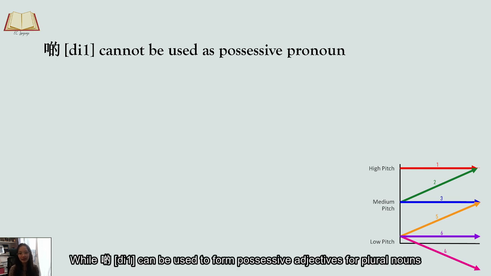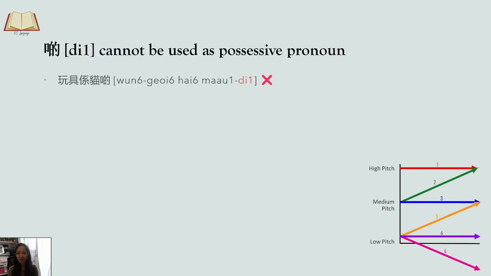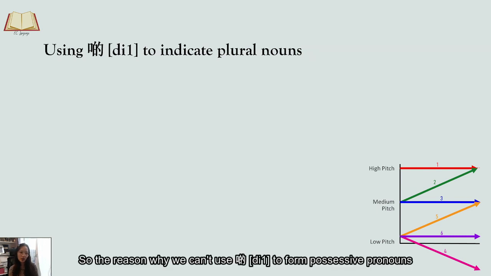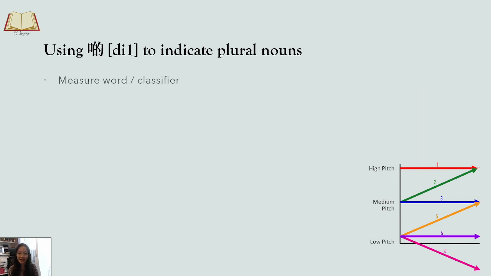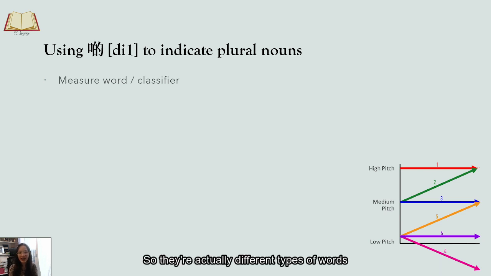So while di can be used to form possessive adjectives for plural nouns, di cannot be used to form possessive pronouns. So for example, you can't have this type of sentence: 玩具係貓啲. You can only use ge at the end of a clause like that. So 玩具係貓嘅. Now, why? The reason why we can't use di to form possessive pronouns is because di, unlike ge, is more of a measure word or a classifier. Ge, on the other hand, is more of a possessive particle. So they're actually different types of words. That's why they can't be used in the same way.